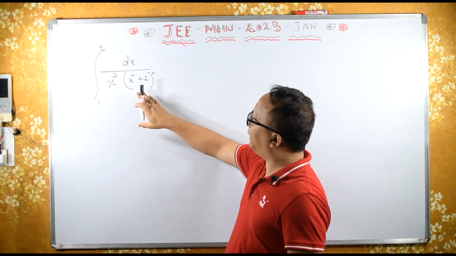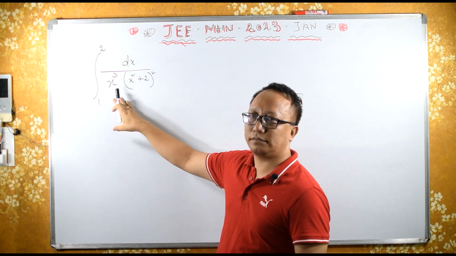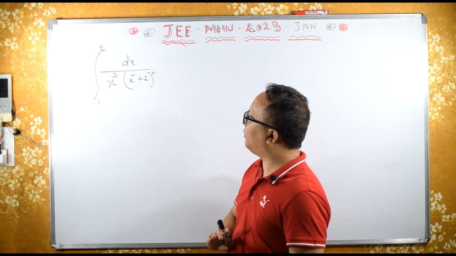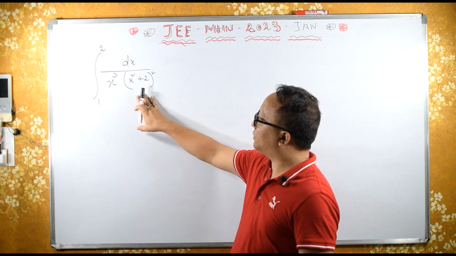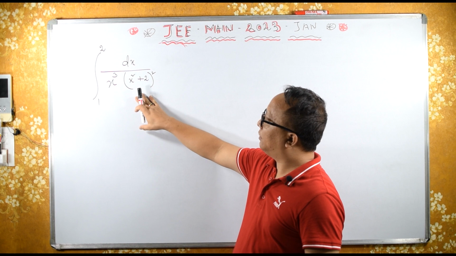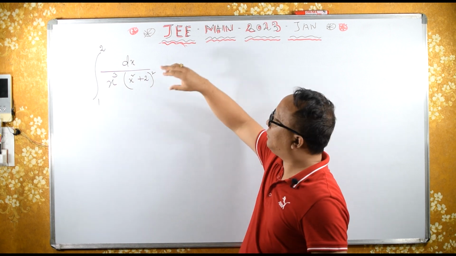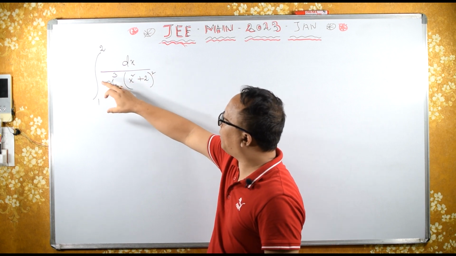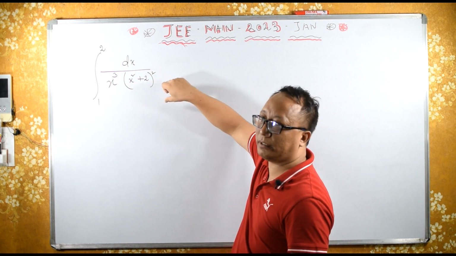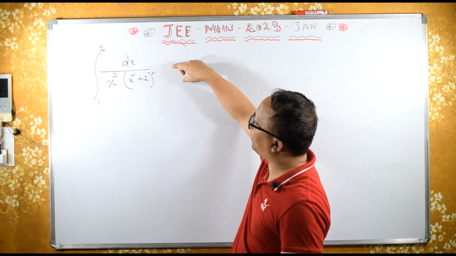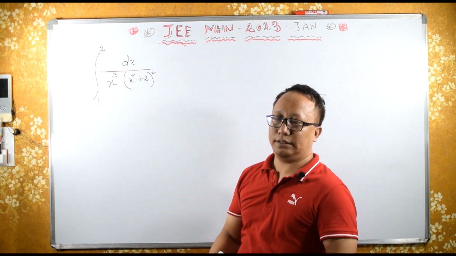This is better to take x square common and solve it. But I will not do it that way. I will do it by the substitution x equals 1 by t. Why? Because here we have all powers at the denominator, and I want to bring all powers into the numerator. Let's see.